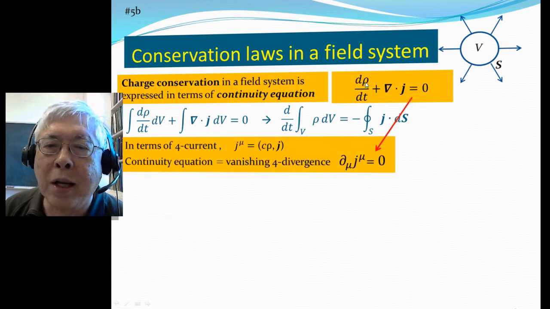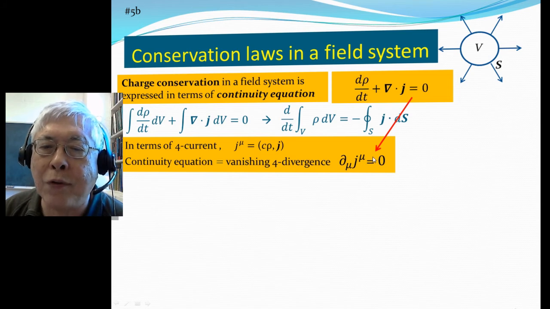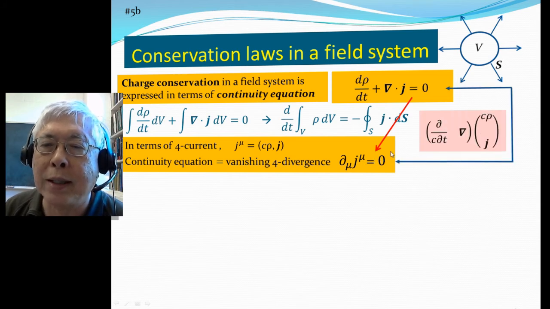Now, this continuity equation can be written in terms of the four-current in a very compact form. It is simply the continuity equation written as the four-divergence of the four-current equals 0. You can check that the del operator has the 0 component d/dt and the 1 to 3 components as the spatial del operator, and the four-current has the 0 component as charge and the 1 to 3 components as the 3-current. So you multiply these together, and you get this continuity equation.